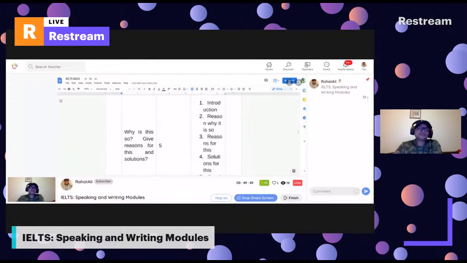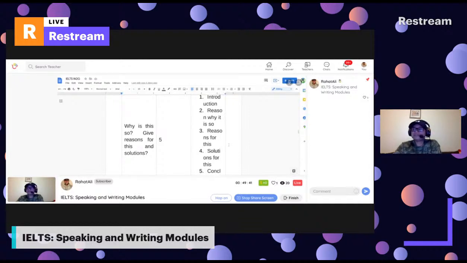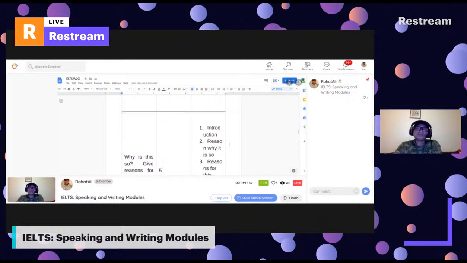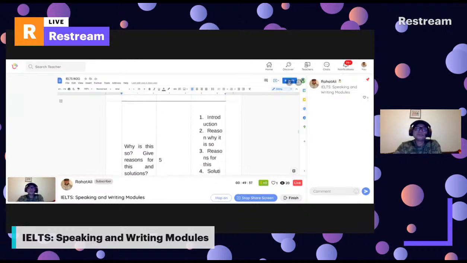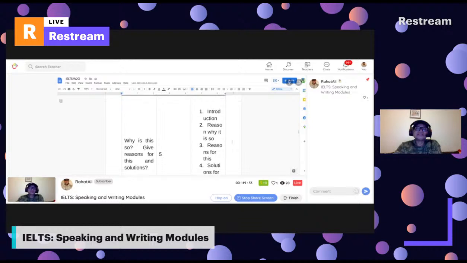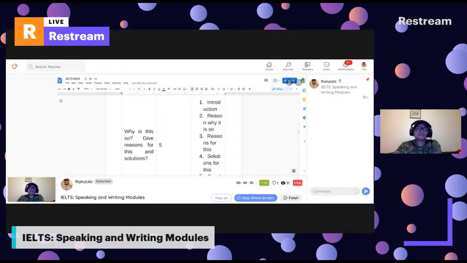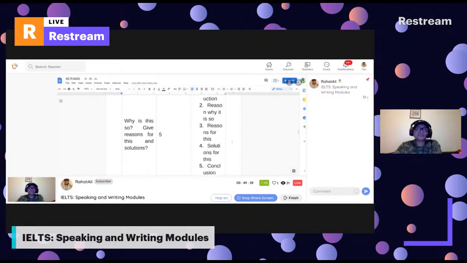Next question, if the question is like, why is this so? Give reasons for this and solutions. So it means that you have to write at least 5 paragraphs. Number 1, introduction. Number 2, reason and why it is so. Number 3, reasons for this. Number 4, solutions for this. Number 5, conclusion.